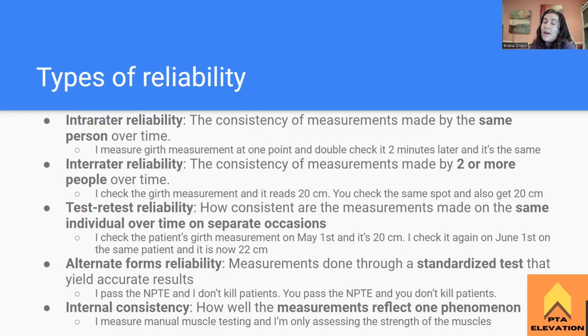Internal consistency is how well the measurements reflect one phenomenon. So what does that mean? If I'm measuring manual muscle testing, I am only assessing the strength of the muscles. I'm not testing the range of motion of the patient. I'm not testing the balance or anything. This specific test that I have chosen, manual muscle testing, is only going to be assessing the strength of the muscles, nothing else. So that's what internal consistency means: it's consistent at measuring that one thing.